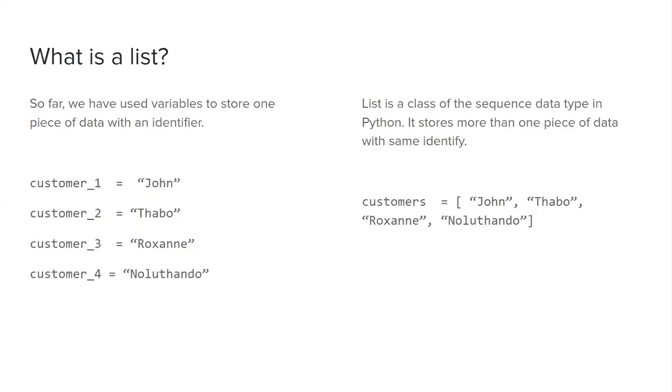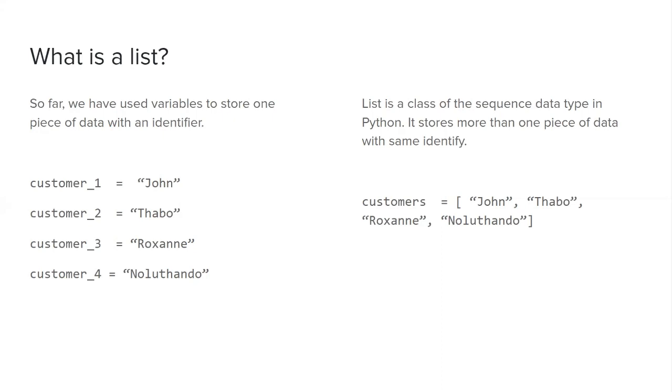So what is a list? So far, we've used variables to store one piece of data. Like you see on the left, if I wanted to store different customers, like John, Tabo, Roxanne, or Lutando, I would have to create four variables to do that, from what we've been doing previously.